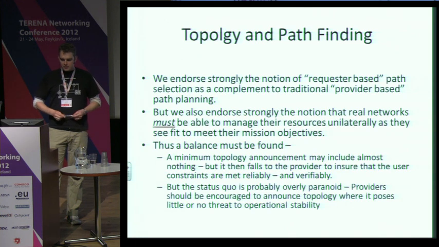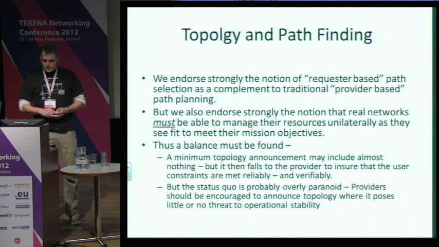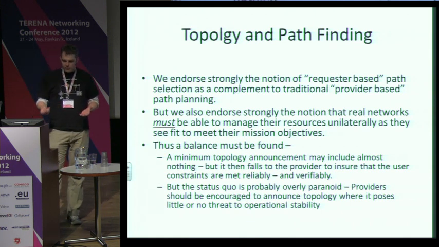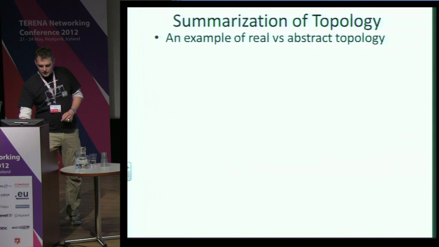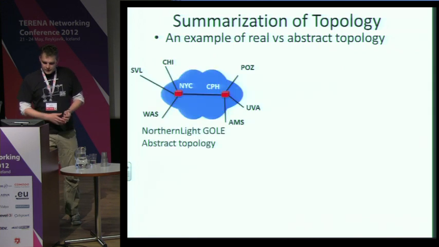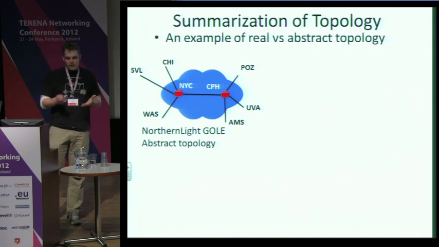So we need to find a balance between the minimum amount of topology announcement that the providers give out, but it shouldn't be overly paranoid. It should be encouraged to announce topology where it poses little to no threat to operational stability. It's not always the case that giving out information about your network is dangerous. But then again, it's very hard to strike the right balance.